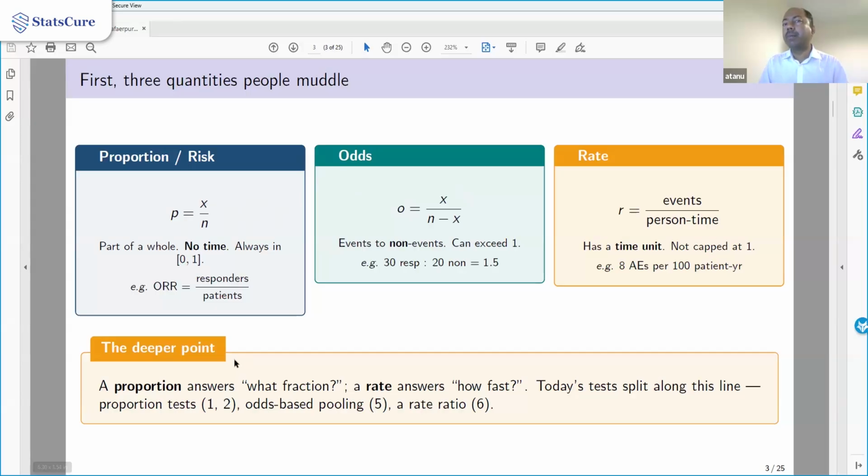The deeper point is that a proportion answers what fraction, a rate answers how fast, and we will see how the proportion and odds-based pooling and ratio work.